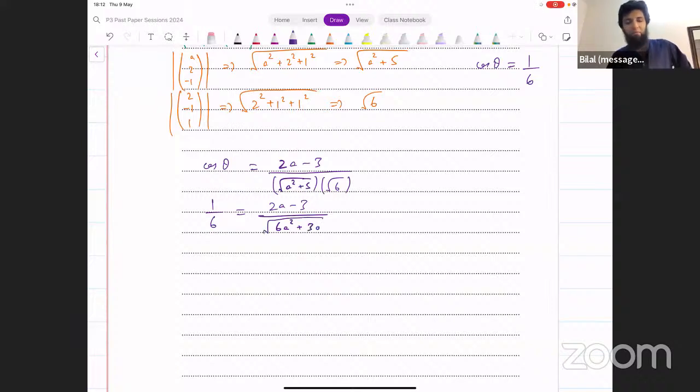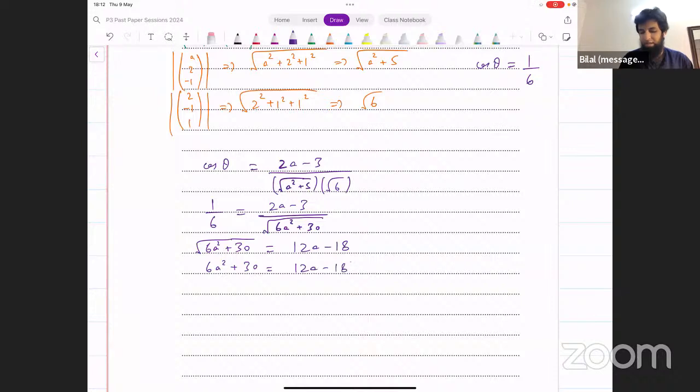And now we need to solve this equation. How do we solve this equation? We can start by maybe cross multiplying. If we cross multiply, that gives us the square root of 6A squared plus 30 on one side, and on the other side, we've got 12A minus 18. Now to get rid of the square root, we can square both sides. When we do that, we get 6A squared plus 30 equals 12A minus 18 whole squared, right? This is (A minus B) whole squared. Don't just put that power 2 on the individual terms. It has to be a whole square, okay?